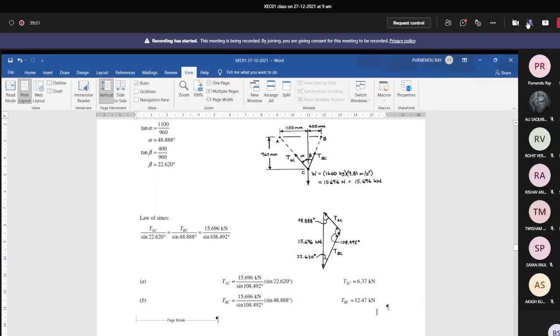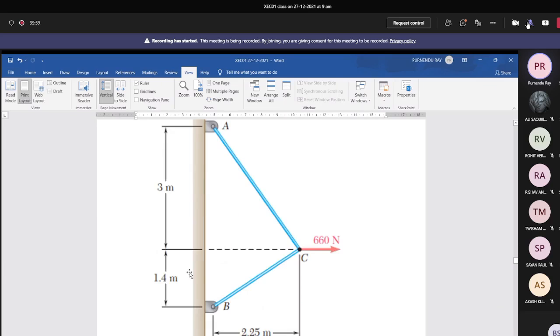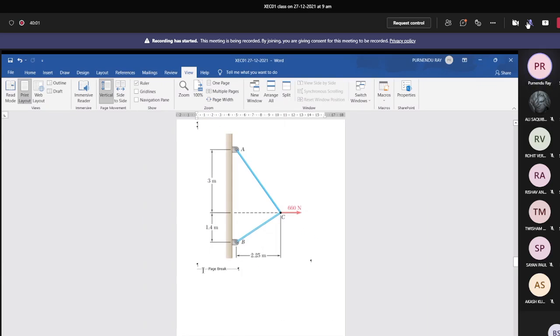Similarly, this kind of thing we can apply for other situations, like instead of one vertical downward hanging force, here is one horizontally applied force, this one 660 Newton. Then those support ends are fixed on this vertical wall with these directions from this horizontal level: 3 meter upward, 1.4 meter downward, at a distance of 2.25 meter horizontally for point C from the vertical wall support.